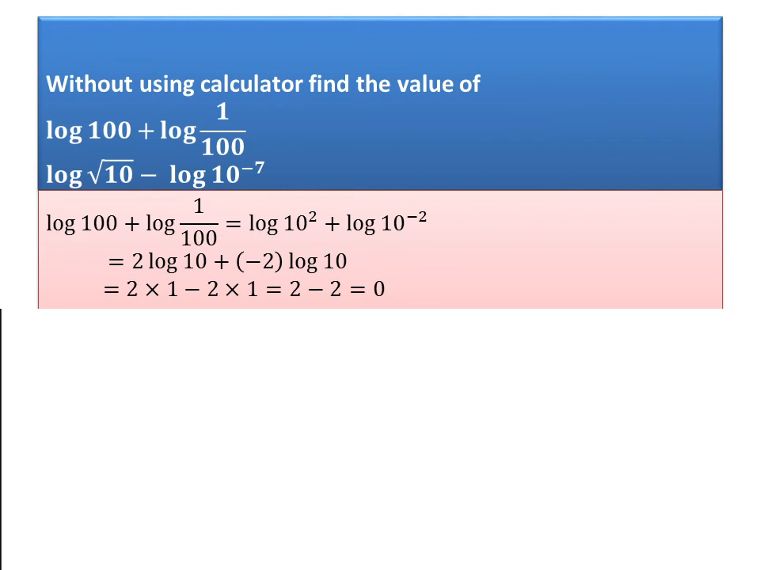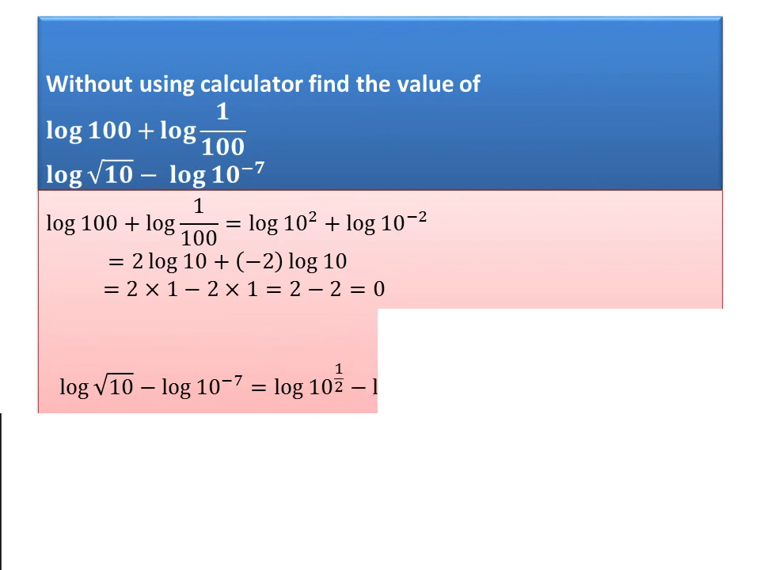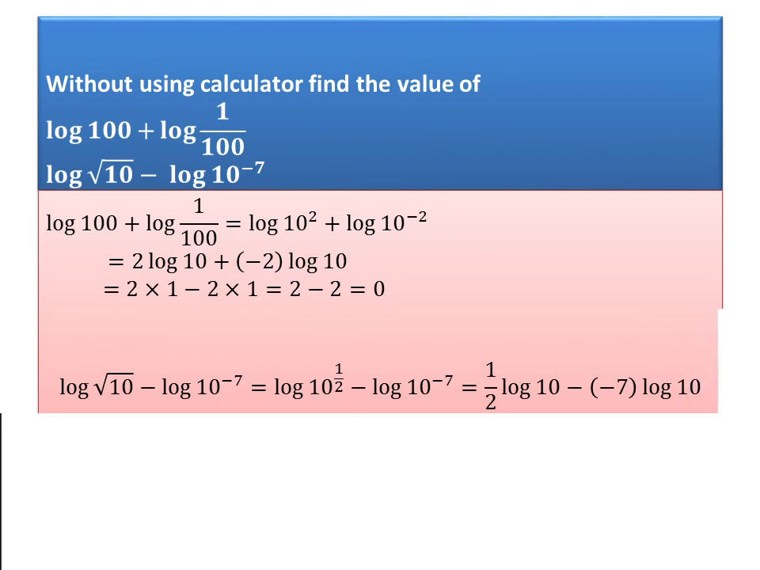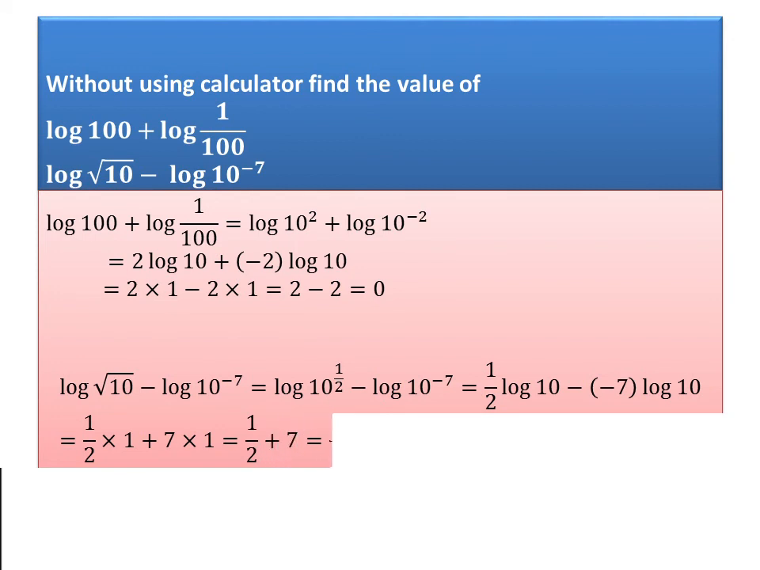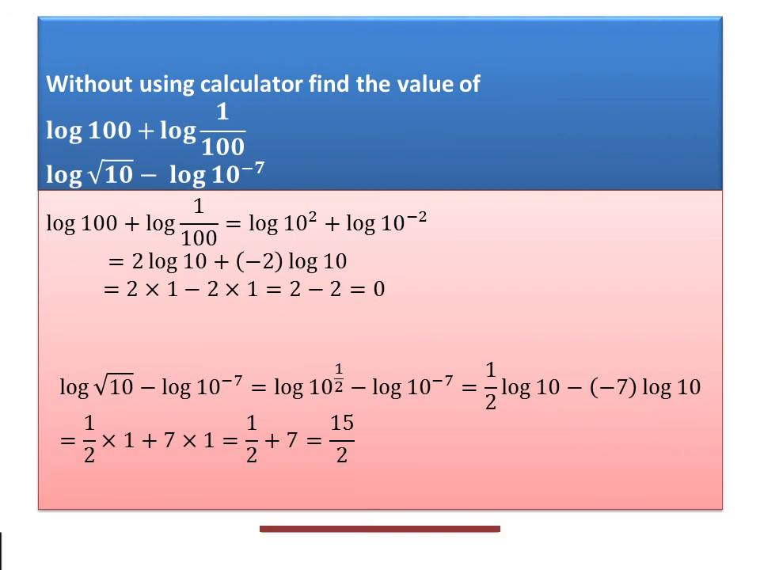The second part of the question, find log square root of 10 minus log 10 power minus 7. Square root of 10 can be written in the form of 10 power half. So here we have log 10 power half minus log 10 power minus 7. And again, we apply the properties of logarithms to put the exponents down. So here I have half log 10 minus 7 log 10. Log 10 is 1, so I have half times 1 plus 7 times 1. This is equal to half plus 7, which is equal to 15 over 2.